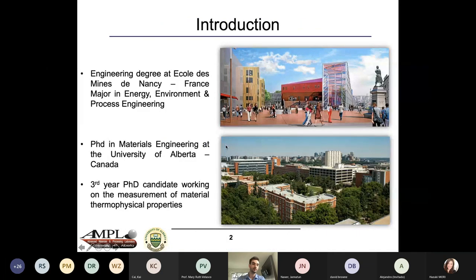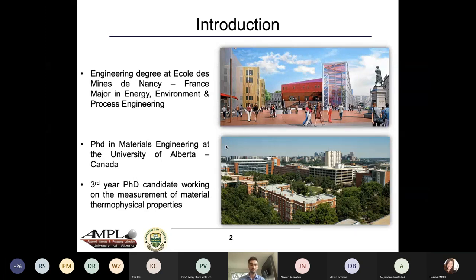So first of all, a little word about myself. I come from France, and I graduated from the École des Mines de Nancy with an engineering degree, which is equivalent to a master. I majored in energy, environment, and process engineering. I had the opportunity in my last year to do a dual degree with the University of Alberta. And after 2 years in the program, I switched to a PhD in materials engineering.